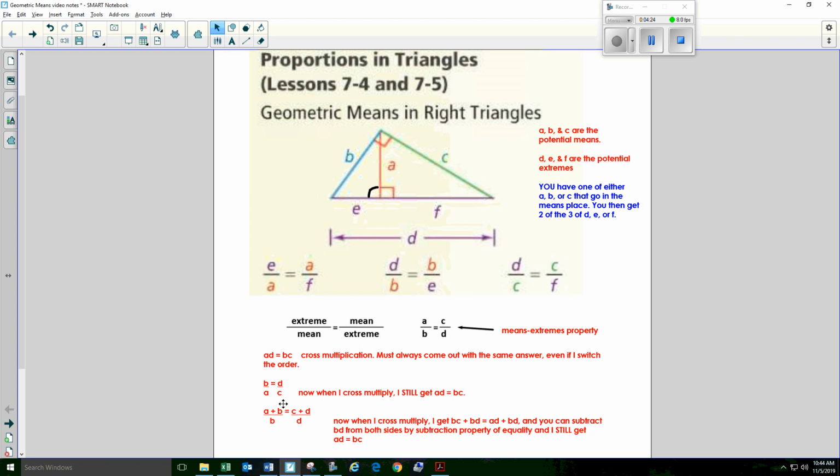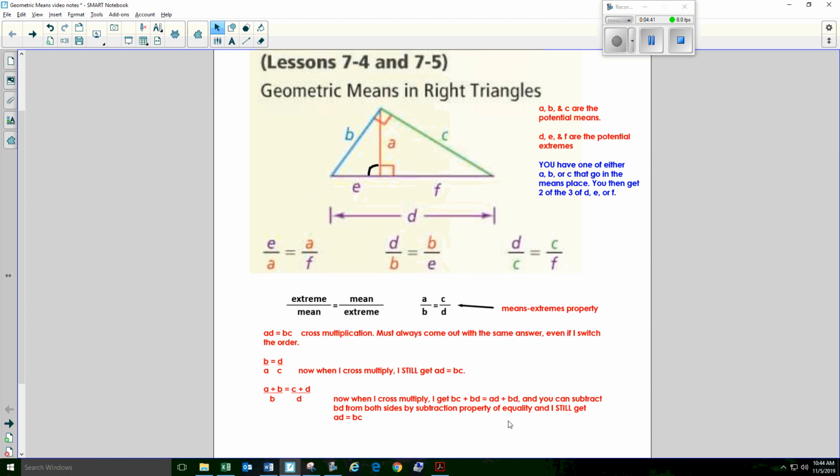When I cross multiply, remember I had parentheses around that, so I had to distribute the D through there, and parentheses around the C plus D, and I have to distribute the B through there. So when I cross multiply, I get BC plus BD equals AD plus BD, which is written right here. Notice then I have a BD in both of them, so I can subtract off that BD from both sides with the subtraction property of equality, and I end up with AD equaling BC, exactly the same as I started with.